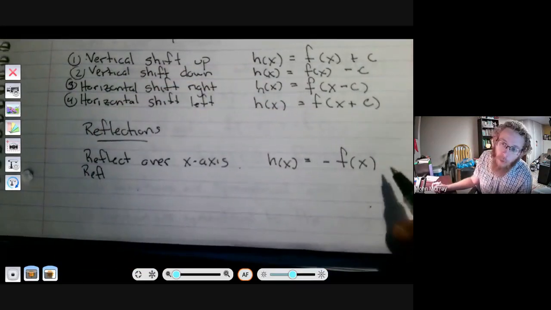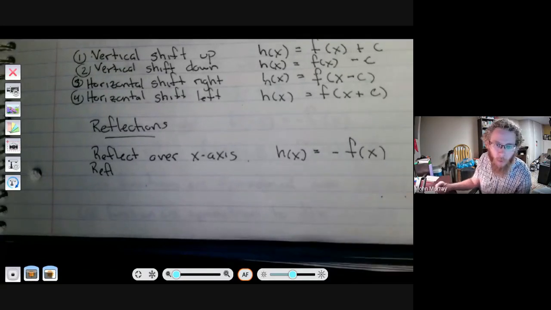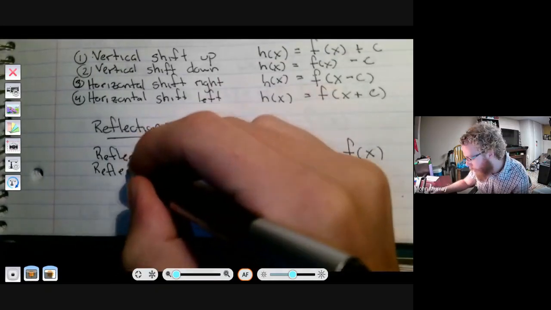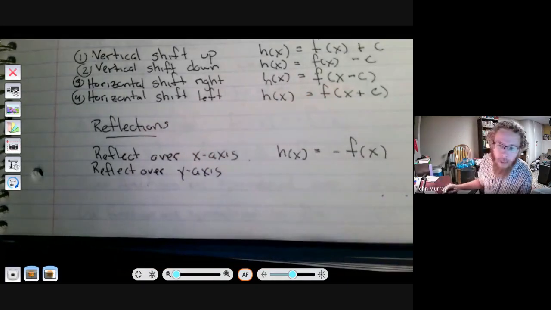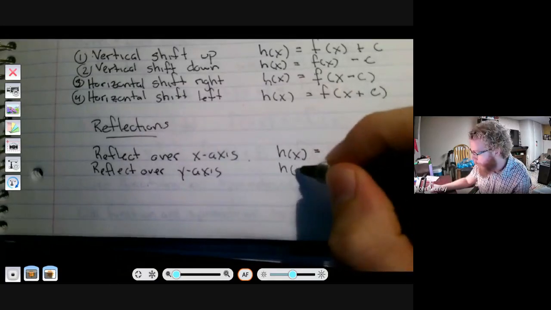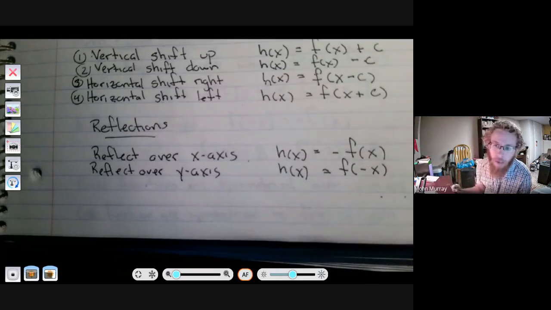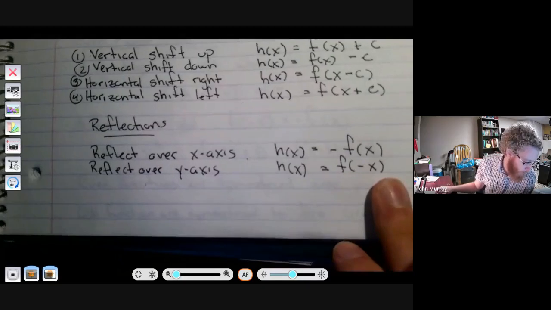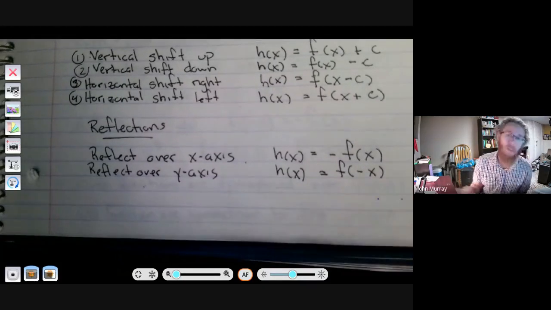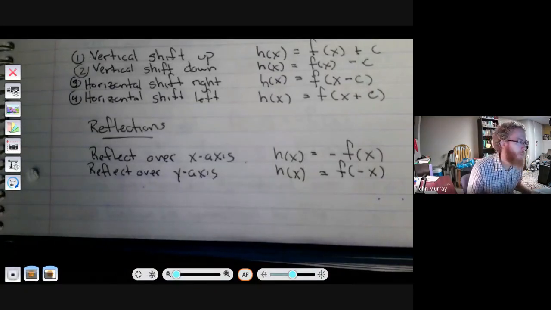I will mention too, this is our most common reflection, when we throw the negative in front to flip it over. We can also reflect over the y-axis, okay? And to do that, you're not going to change the outside, you're going to change the inside. So you're going to have f of negative x. All right, so I'll give you a second to finish that, and then again, I'll show you. Let me just move this with the graph.